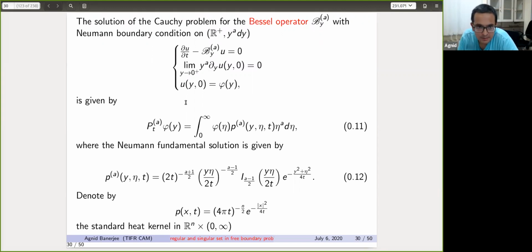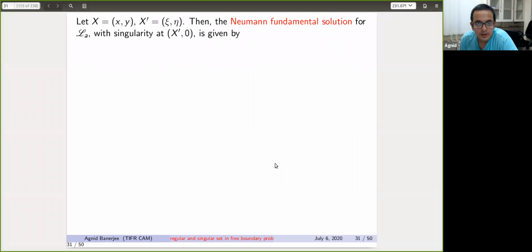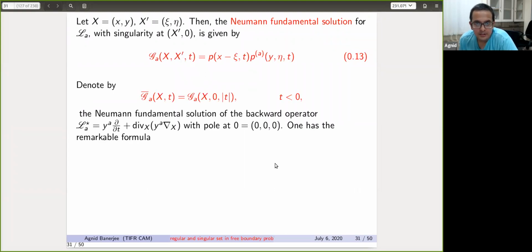Now, this Bessel PDE has a Gaussian with this representation, and you see the appearance of this function, I of a minus 1 by 2, where a is related to s in the manner that a equals 1 minus 2s. This is, so to speak, the modified Bessel function of the second kind. So this is how the Gaussian would look in our situation.